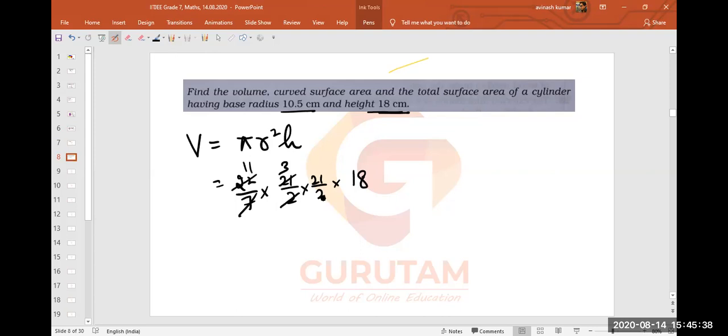7 threes are 21, so we are left with 11 into 3 into 21 into 9. 11 into 3 is 33. 33 into 21 is something, I'll just multiply the whole thing by 9. That becomes 6,237. 6,237, right? Similarly, go for curved surface area and total surface area.